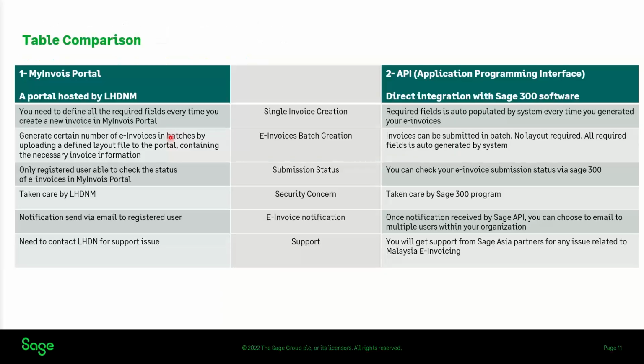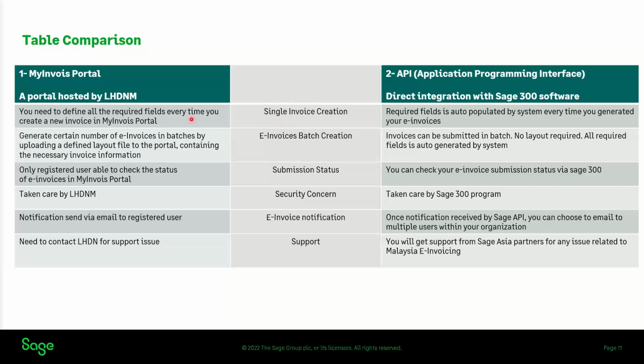Okay, right. In this comparison table, on my left side is the My Invoice portal, a portal that is hosted by LHDN and is free for every taxpayer. And on my right side is the API that Sage is going to develop, with direct integration with Sage 300. Okay, so the first criterion is single invoice creation.